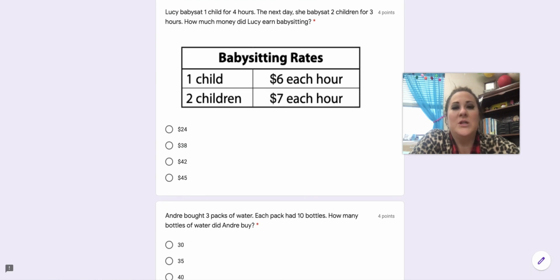Lucy babysat 1 child for 4 hours. The next day, she babysat 2 children for 3 hours. How much money did Lucy earn babysitting?